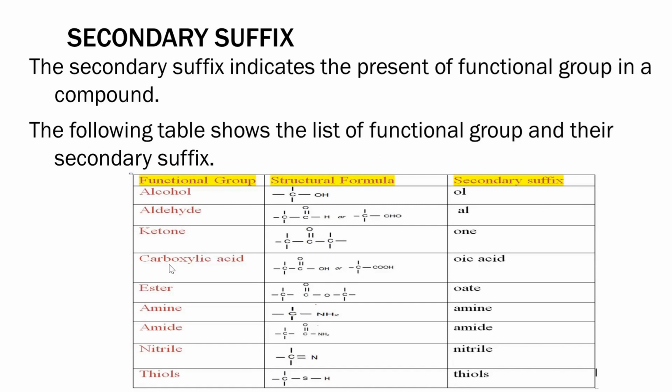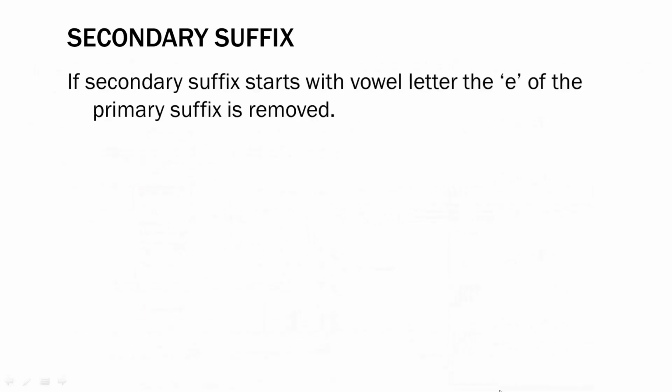If we see alcohol in our compound, then we should write ol as a secondary suffix. For aldehyde we should write al. For ketone one. For carboxylic acid oic acid. For ester oate. For amine amine. For amide amide. For nitrile nitrile. For thiols thiol, like this. If the secondary suffix starts with a vowel letter, then the e of the primary suffix is removed. The secondary suffix is generally written after the primary suffix, right? So if the secondary suffix starts with a vowel letter, then the e of the primary suffix is removed; generally the primary suffix ends with e: ene, yne, ane, diene, triene.